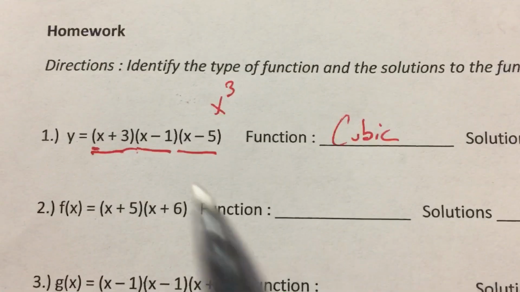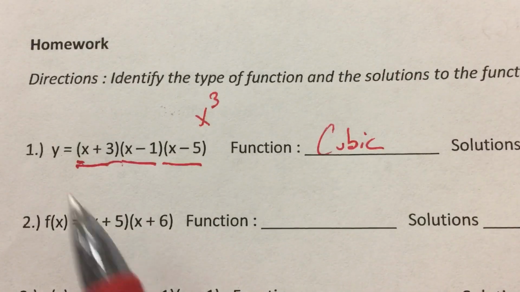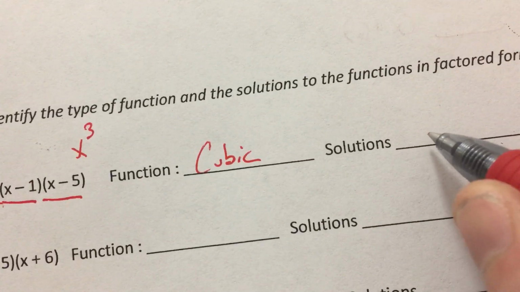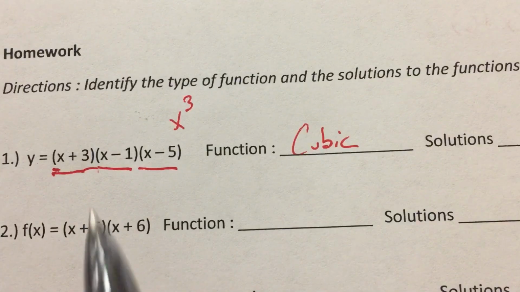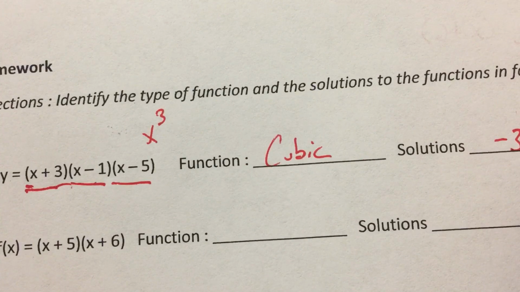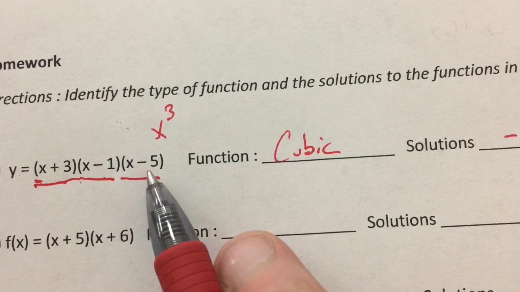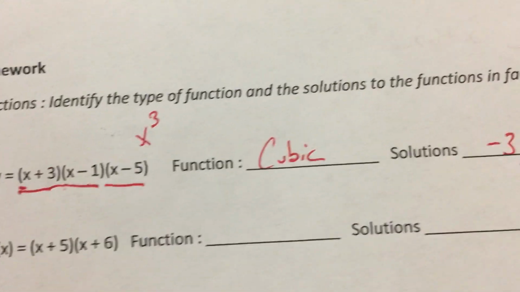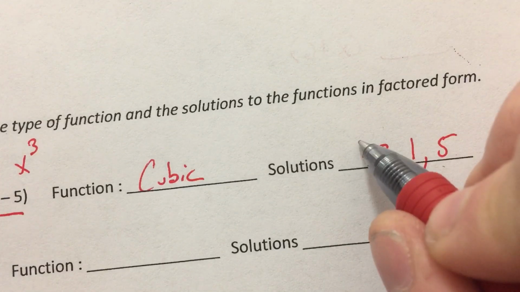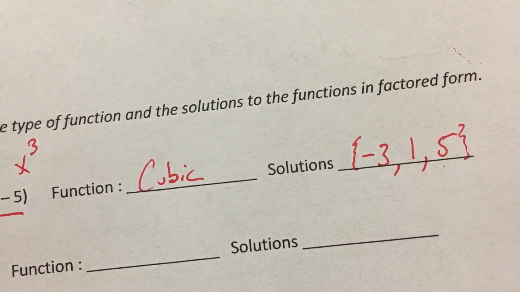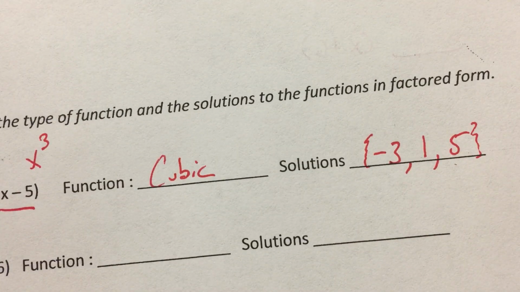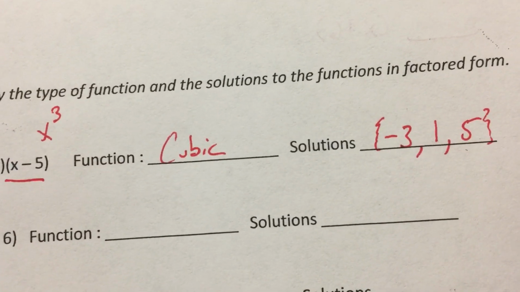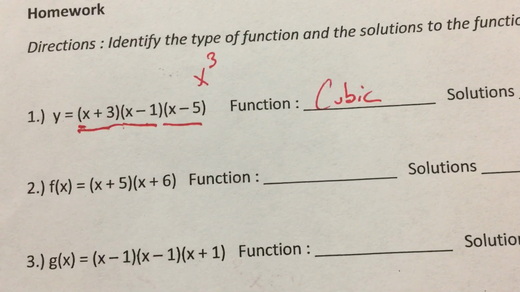What are the solutions? Well, they're the opposite of what they are in the binomial, right? If it's positive 3 in here, one of the solutions is negative 3. Negative 1 here, another solution is positive 1. Negative 5 here, another solution is positive 5. Sometimes you'll see these little squiggly parentheses when we're indicating solutions like that. You don't have to write that necessarily for me, but just so that you're aware as we move forward.